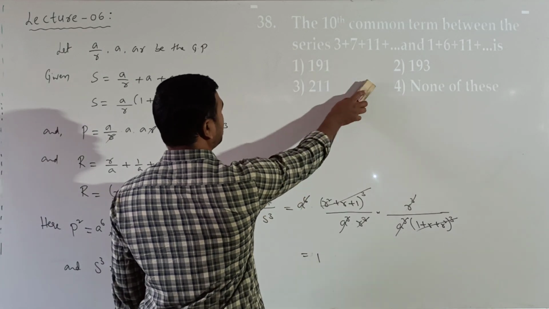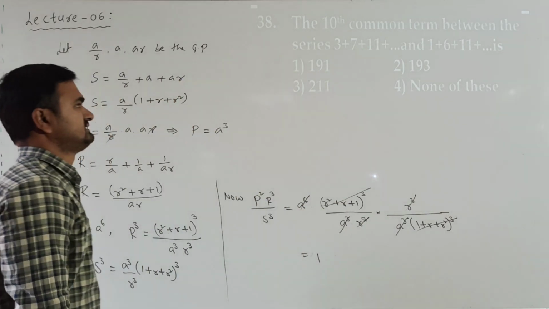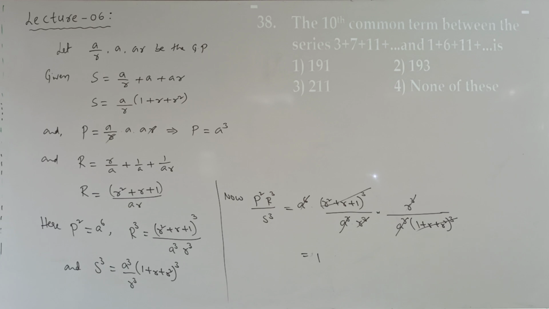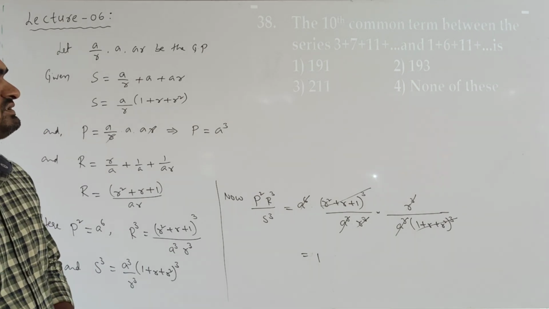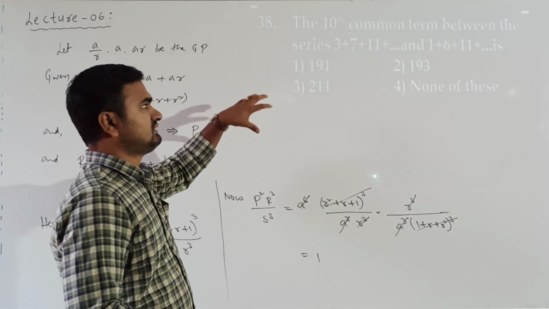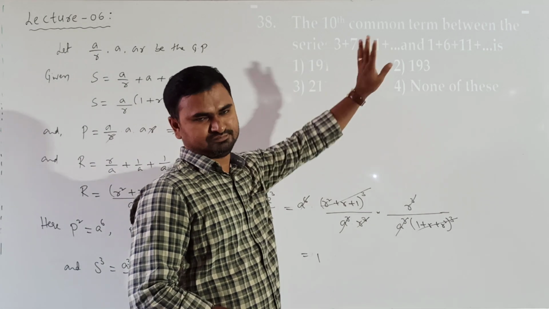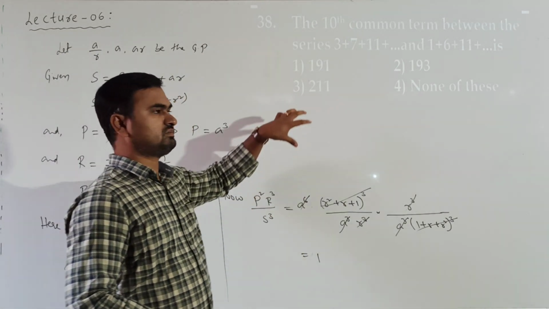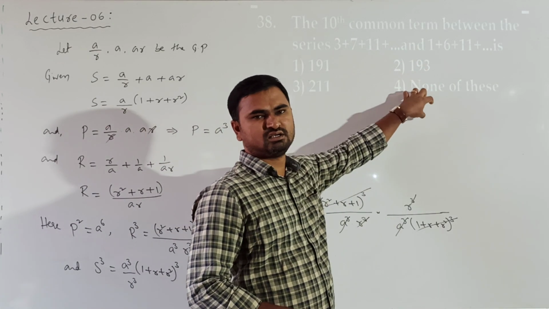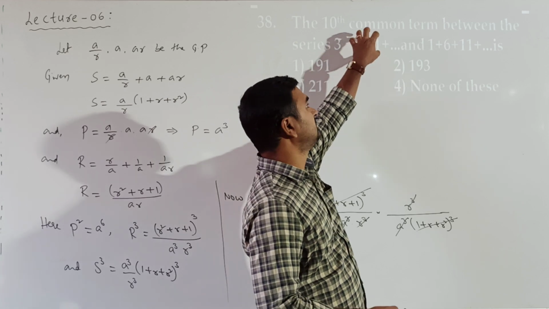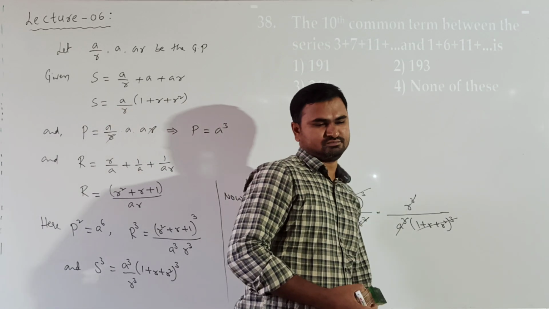The 10th common term between the series 3 plus 7 plus 11 plus and so on. This is one series and another series 1 plus 6 plus 11 plus and so on. So in these two series, we have to find what is the 10th common term. There are some terms which are common to these two series. Now out of all the common terms, we have to find the 10th common term.